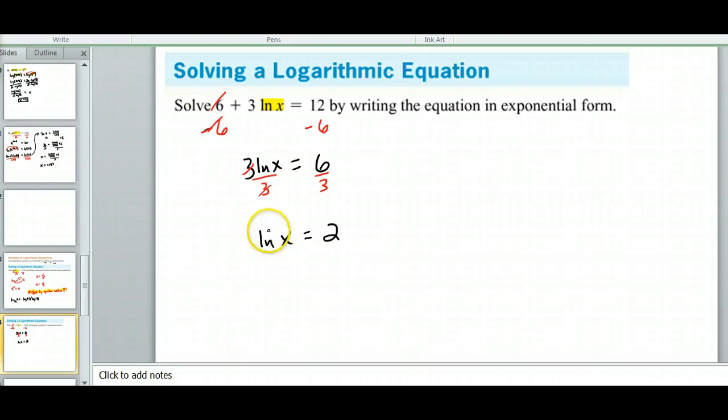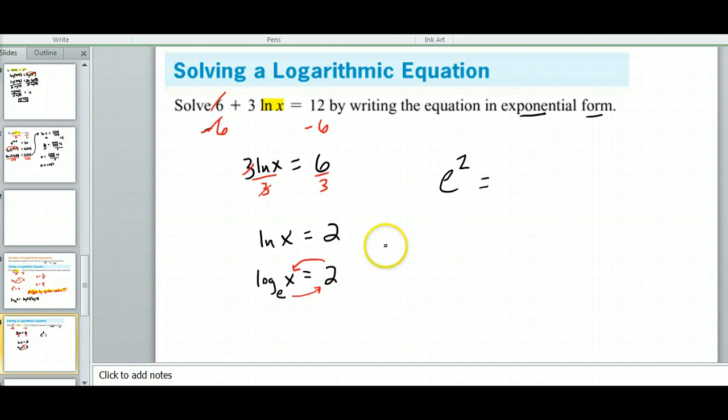Now this is what it's wanting us to do: change it to exponential form. You can always rewrite natural log of x as the log base e of x if you get stuck here. If you need that base to show up so you can do that little loop thing that I've been showing you guys, then rewrite natural log of x as log base e of x. This is the same as this. So if you need that e to pop up, then do it. e squared equals x. So there's our answer.